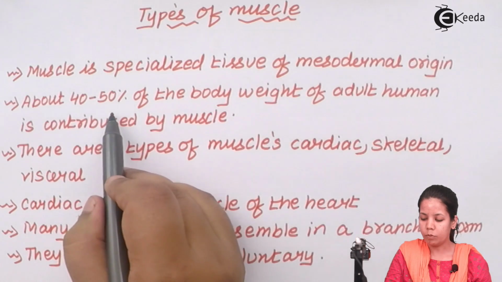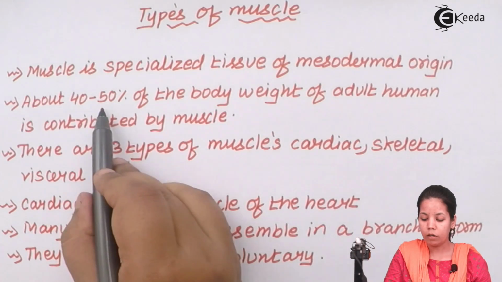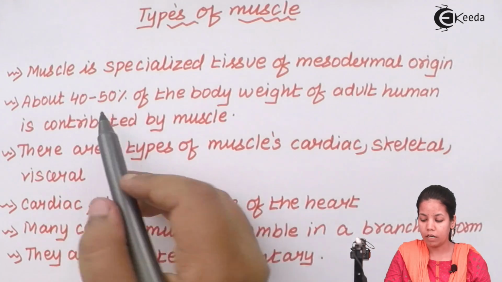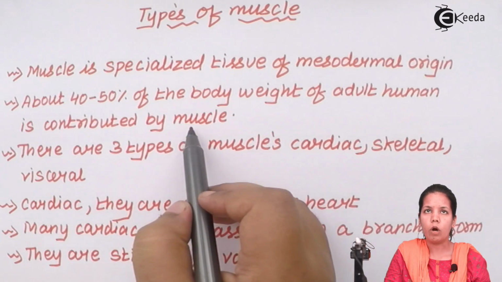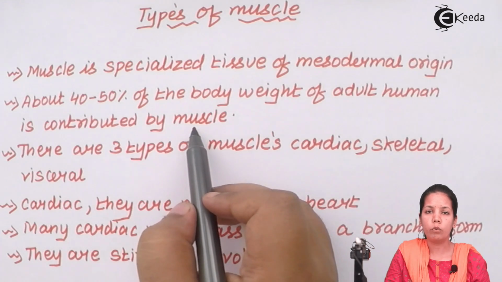Now in adult human beings, approximately 40 to 50% of the total body weight is contributed by muscle. So I could say that your muscle mass and your body weight are two different things. Your muscle mass is nothing but the weight of your muscles, and your body weight is basically the weight of fat molecules stored in your body.